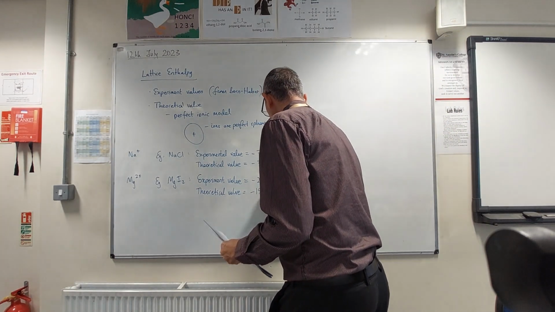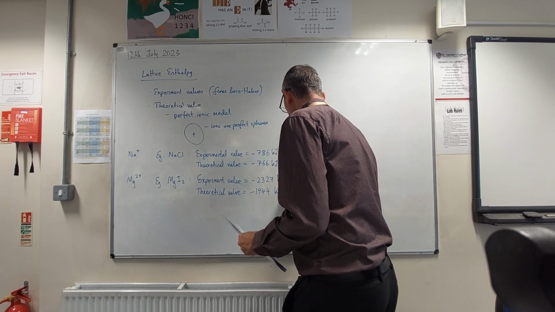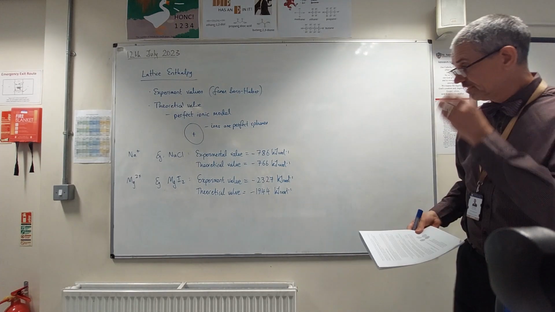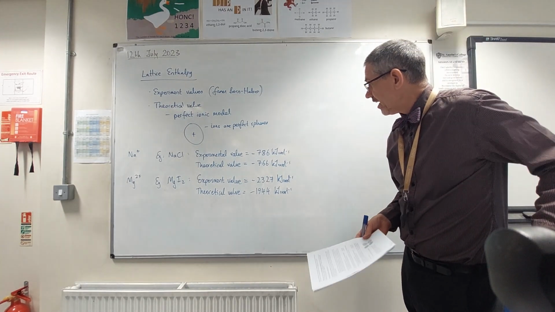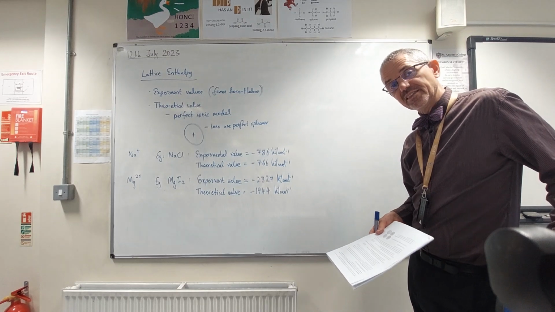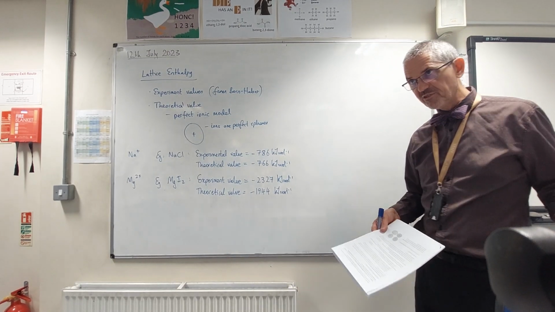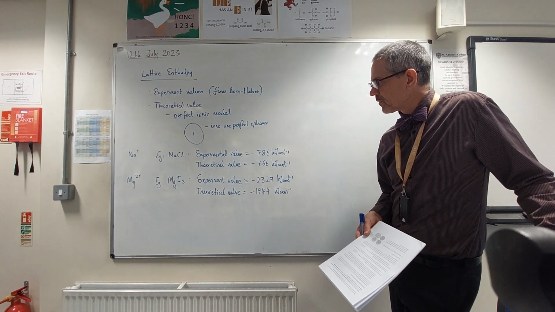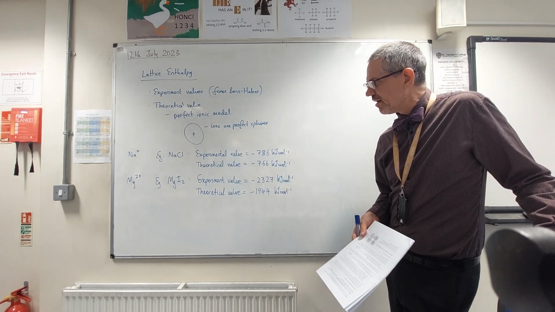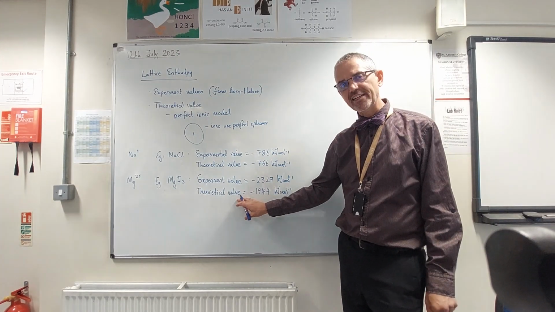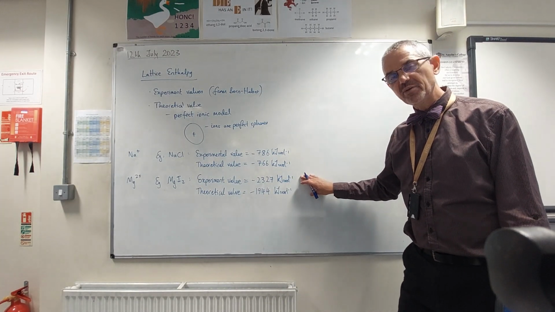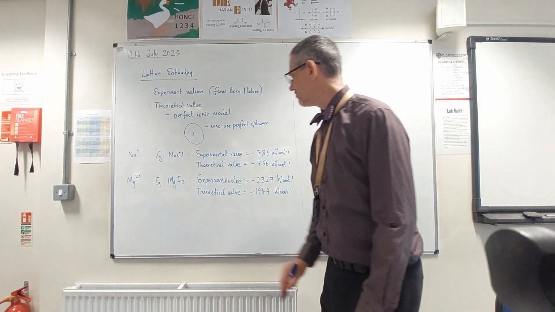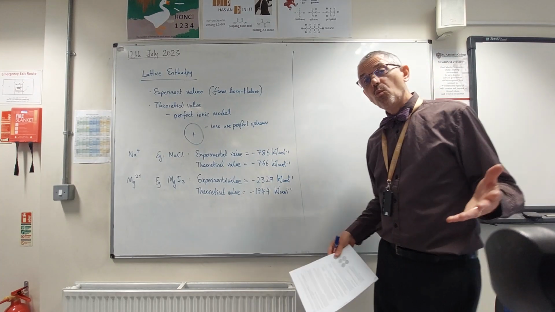Minus 1944. Okay, now that is a very big difference. It's a difference of, I don't know, I haven't worked it out, but it's 20%, something like that. So it's an enormous difference for science, and it's one that we have to account for. What is it about magnesium iodide that means that its theoretical value is a long way out compared with its experimental value? Okay, what's going on here?